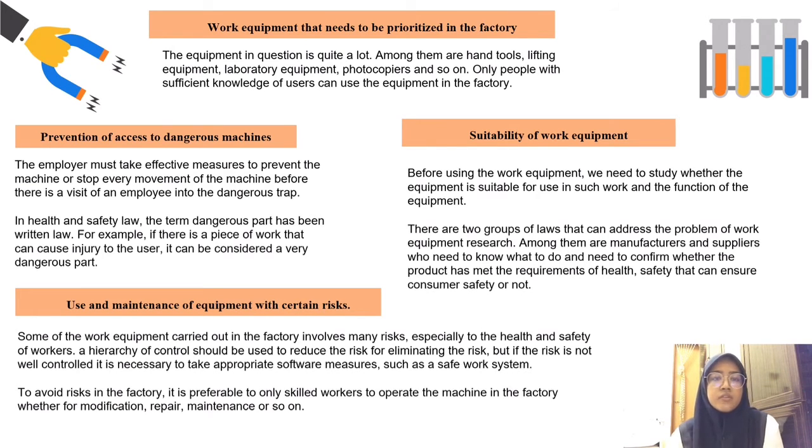Use and maintenance of equipment with certain risks. The work equipment used in the factory involves many risks, especially to the health and safety of workers. A hierarchy of control should be used to reduce the risk by eliminating it, but if the risk is not well controlled, it is necessary to take appropriate software measures, such as a safe work system. To avoid risk in the factory, it is preferable that only skilled workers operate the machine, whether for modification, repair, maintenance, and so on.